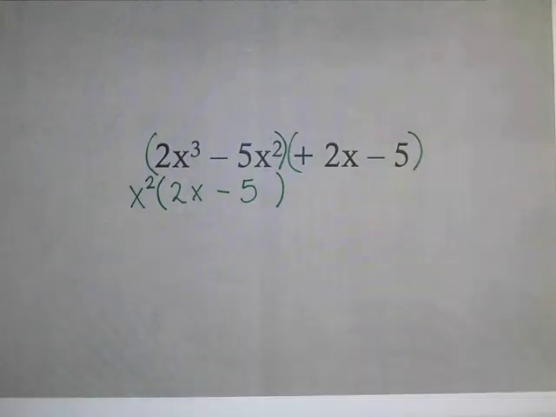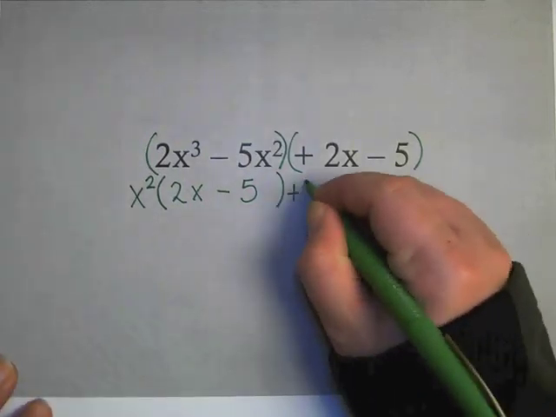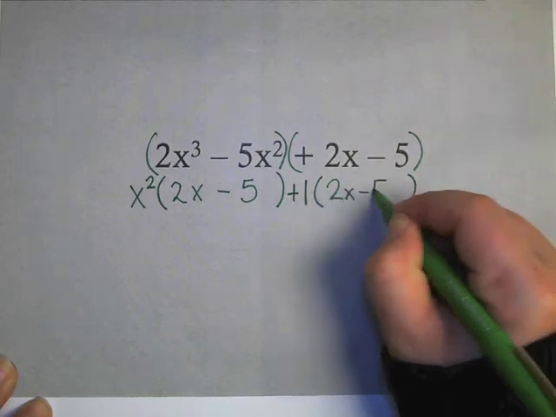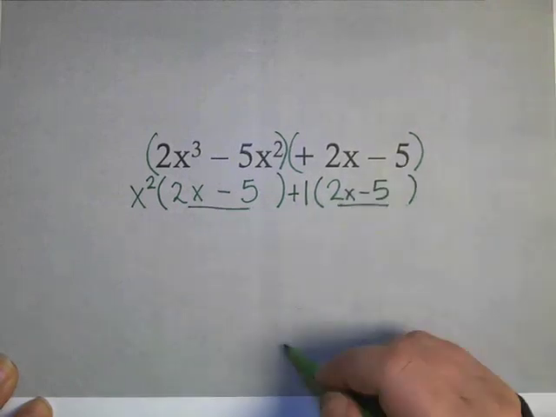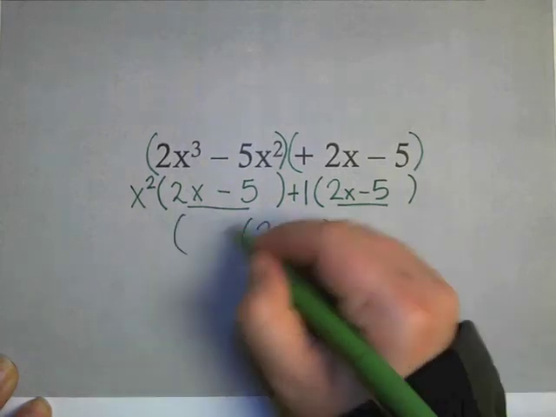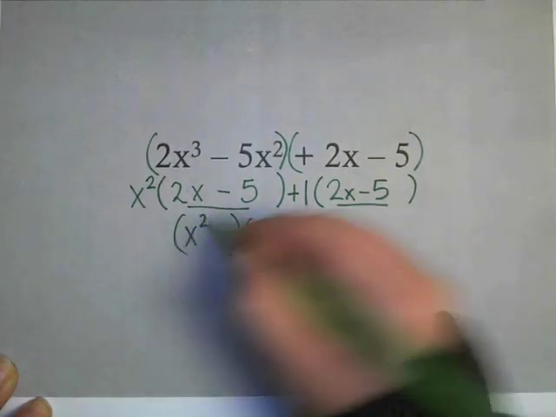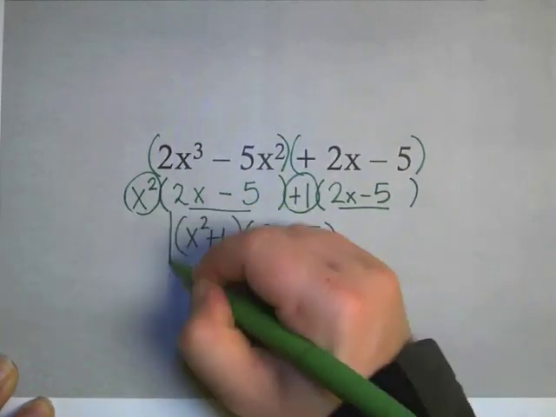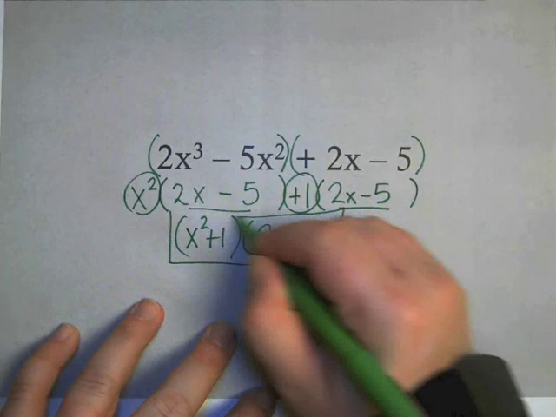All right. Now, this has nothing in common, but remember what we said at the very beginning, that you can automatically take out a 1, and we have to do that here. So I'm going to pull out a 1. 2x minus 5. Notice they're the same again. So we write 2x minus 5. And then what's left over? X squared plus 1. That's what's left over on the outside. That's it.